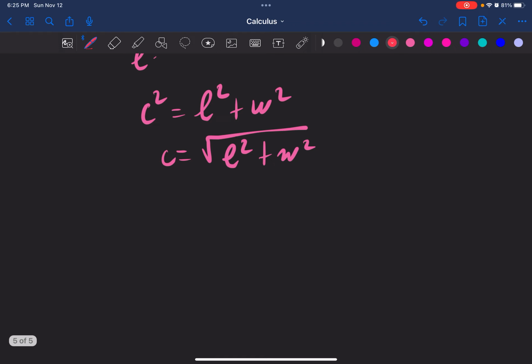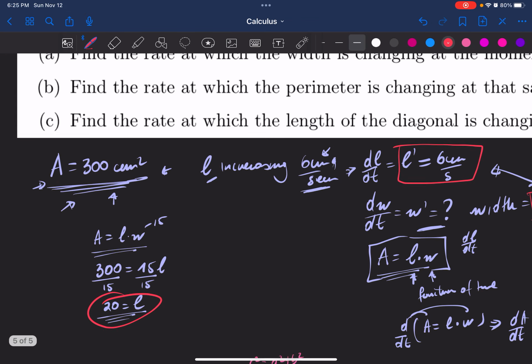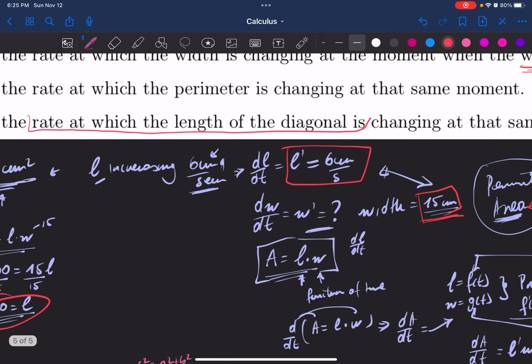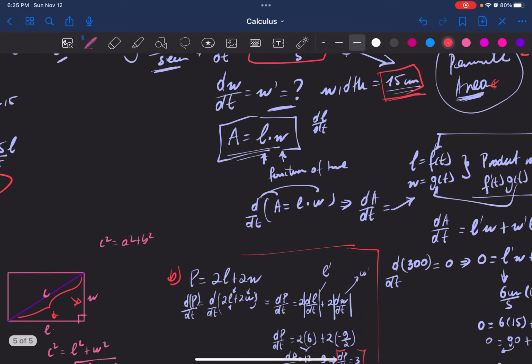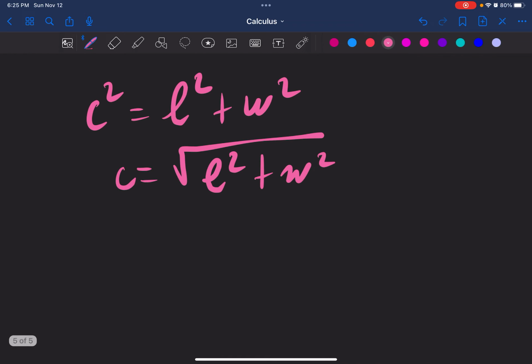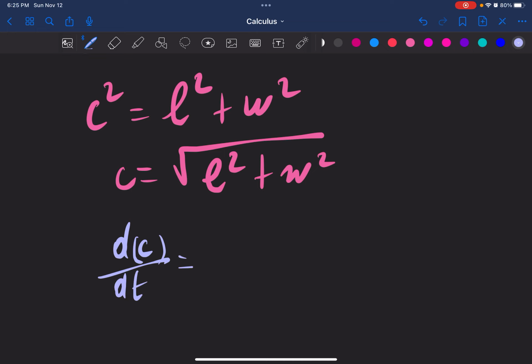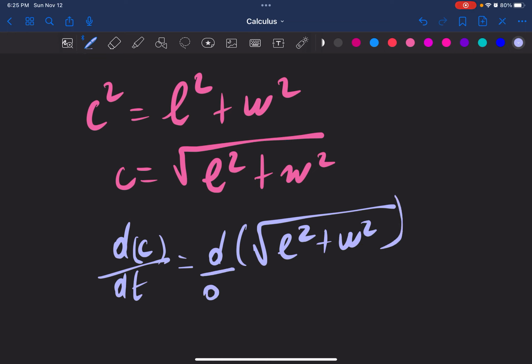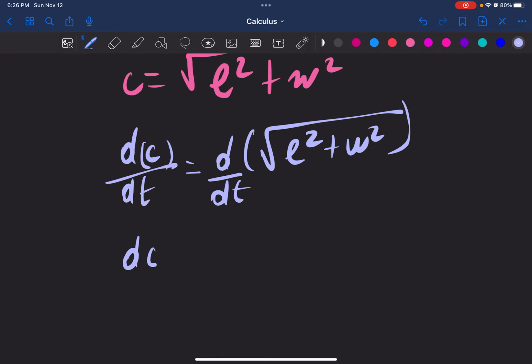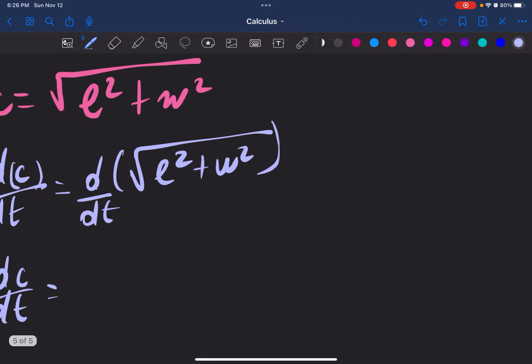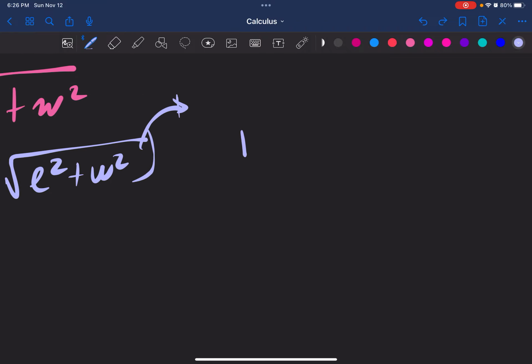Perfect. So now, because all of them are functions of time, I need to find how they're changing. As the question is asking, find the rate at which the length of the diagonal is changing. Once again, we're trying to find the rate of change of C. So I can take the derivative of every single one of them, because they're functions of time. So dC over dt is equal to d of this whole thing over dt. dC over dt is what we're trying to find. On the other side, if I take the derivative of this one, I would have to use the chain rule, right?